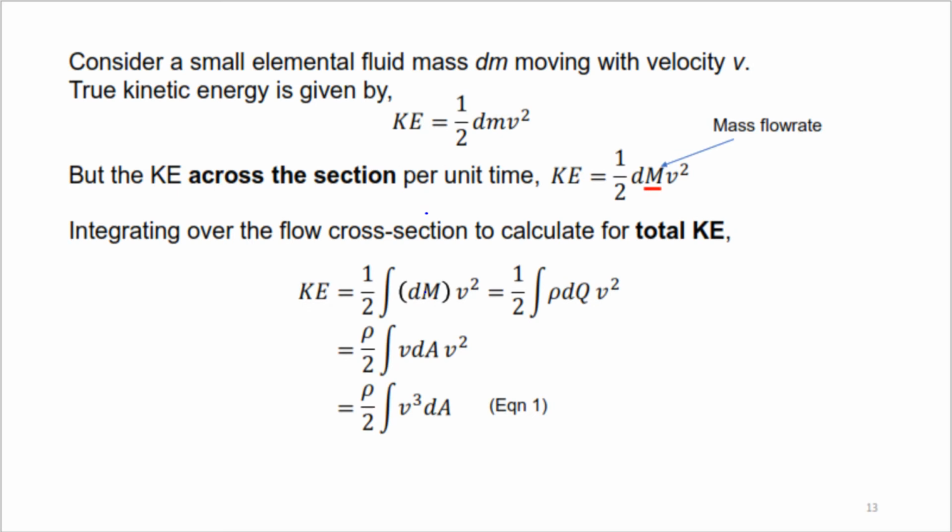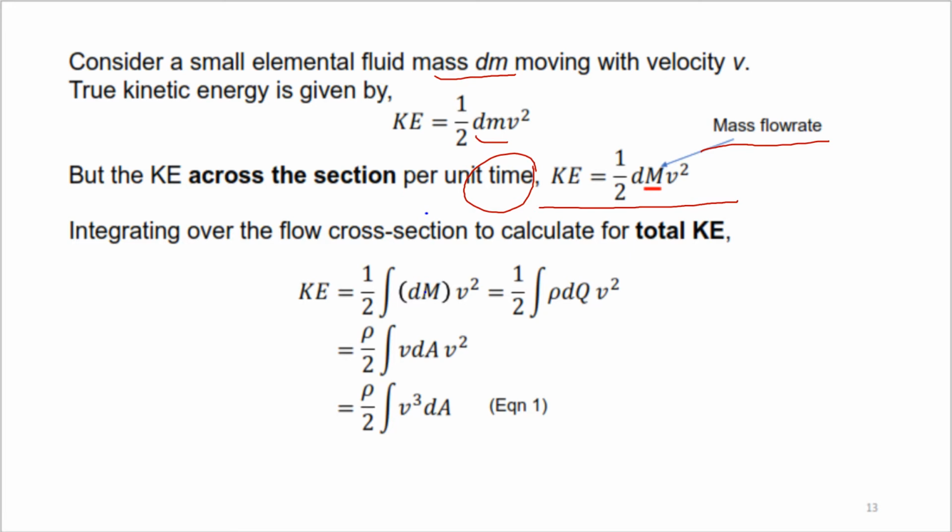Okay, we consider a small elemental fluid mass dm. So dm is change of mass moving with velocity. So the true kinetic energy is given by this formula. So dm is change of mass times velocity squared divided by 2. And then the kinetic energy across the section per unit time can be represented by this, because when we involve time it changes to flow rate, mass flow rate. So we change to big M, capital M, which represents the mass flow rate.